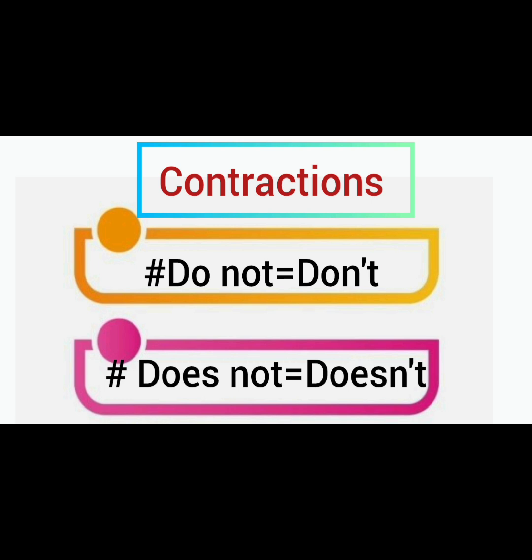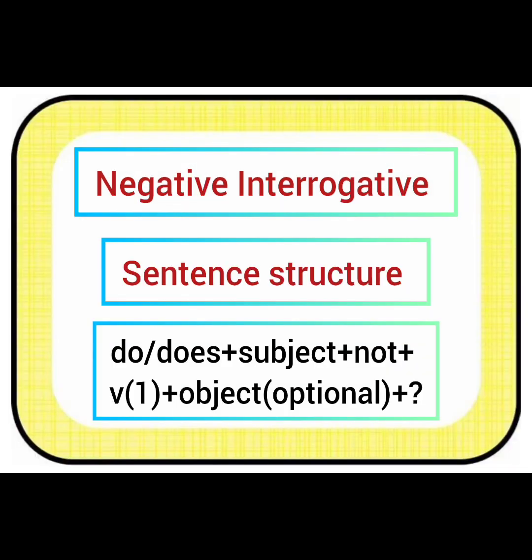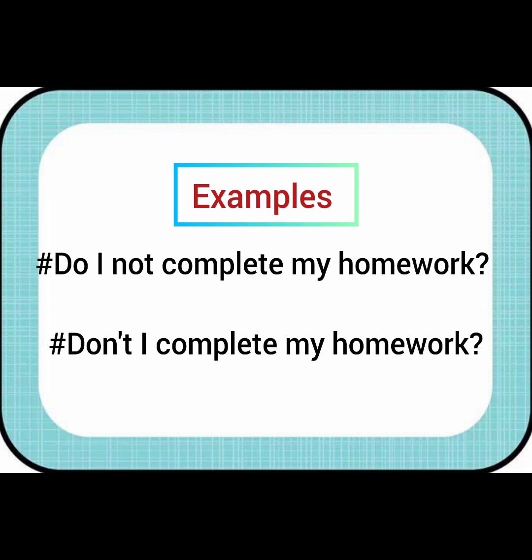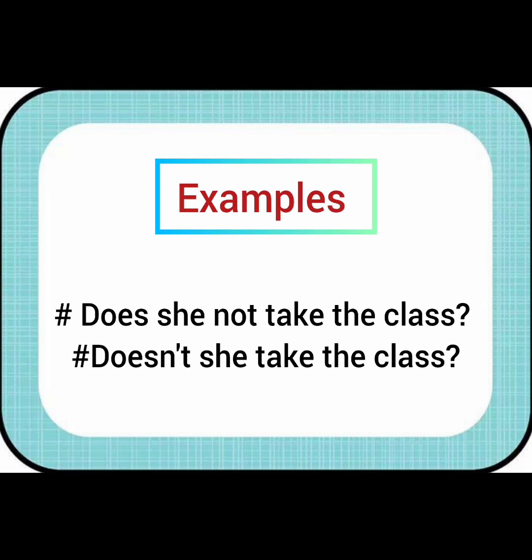Then for simple sentence, do is in the start, then subject, I, and then the word not. But if you are using contraction, you will be using like it, that is, don't I complete my work. And same is the case with does. Does she not take the class? In open form, does and not are written separately. But in the form of contraction, doesn't she take the class?